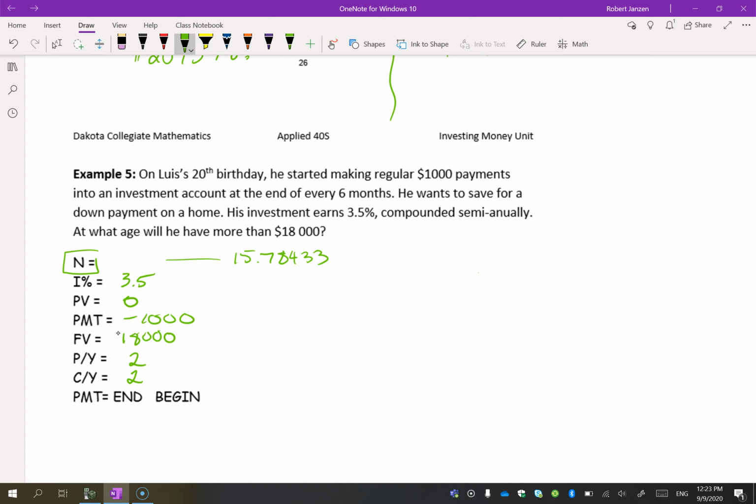Now, can you make 0.78 of a payment? No, you cannot. You can only make a whole payment. You can either make 15 payments or 16 payments. So is it 15 or 16 payments? Well, 15 payments wouldn't get you enough. 16 payments might get you a little bit more, but it says when will he have more than $18,000? So we're going to say therefore 16 payments.